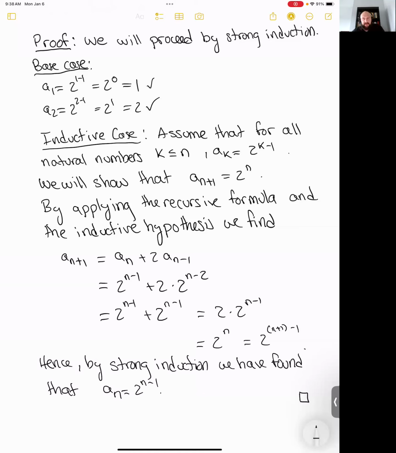This is another example of strong induction, and this is two examples now where we've proven that recursively defined sequences can be equal to some closed formula. And we'll see one more example of this in a different setting.